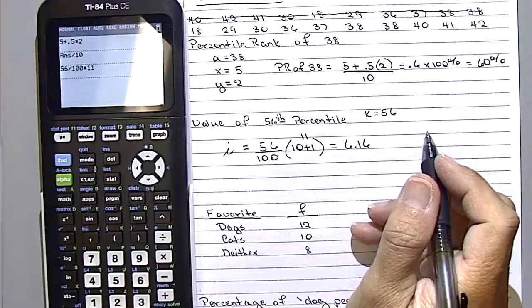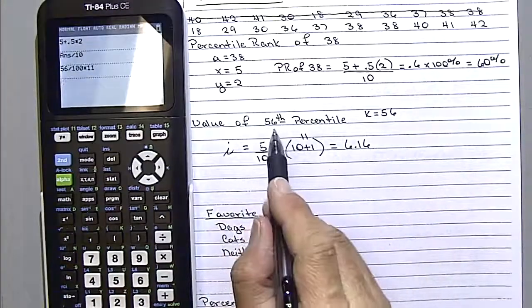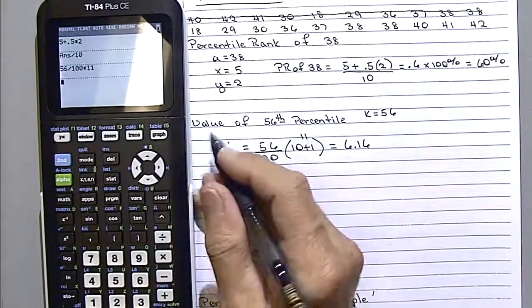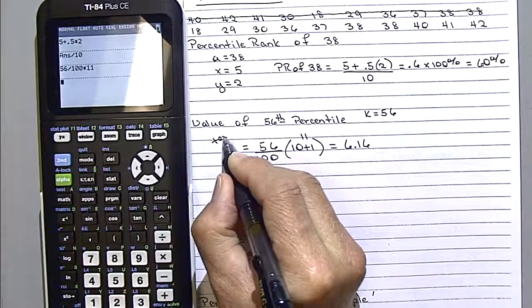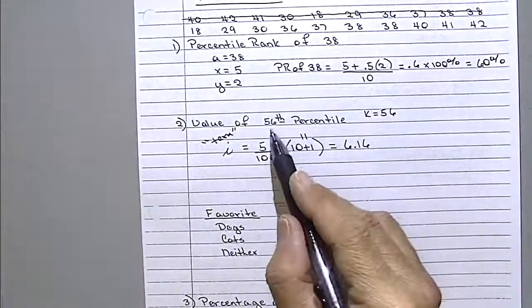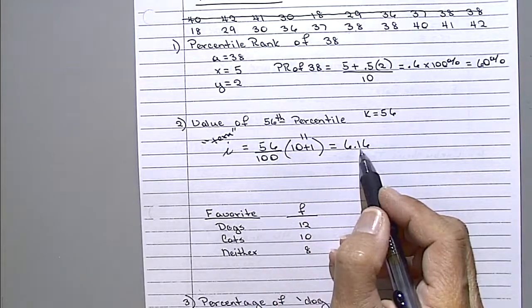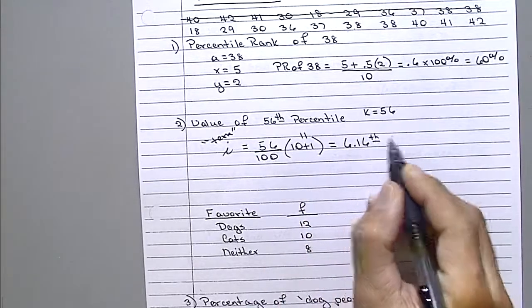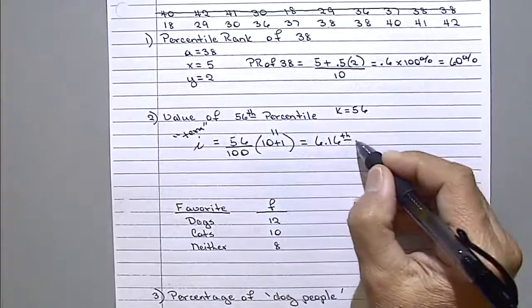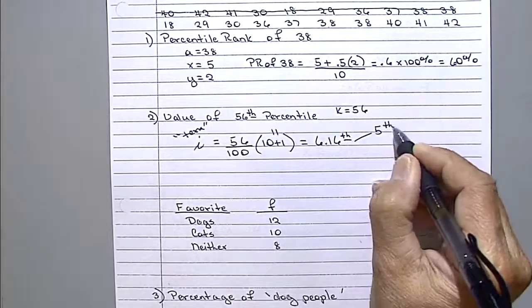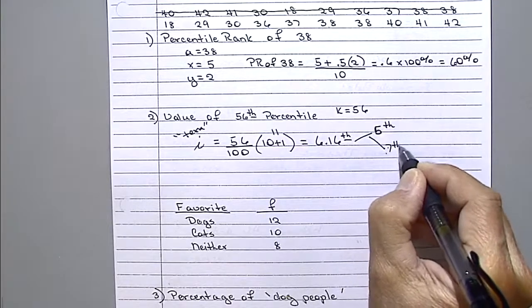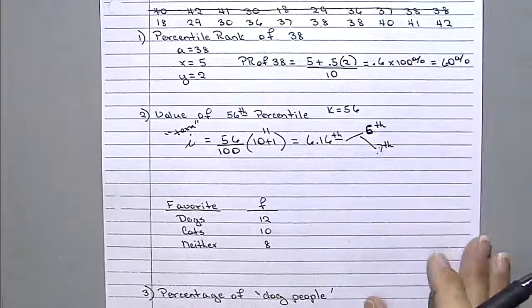I'm not done, okay? Because it's saying what is the value of the 56th percentile? Well, the term, and that's what this i stands for, it's the term in the data set that represents the 56th percentile is the 6.16th term. Well, there's no way to find that one. It's between two, isn't it? It's between the 5th term and the 6th term and the 7th term. Yeah, I knew that was wrong when I wrote it.